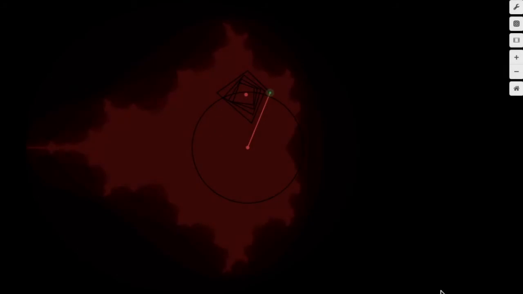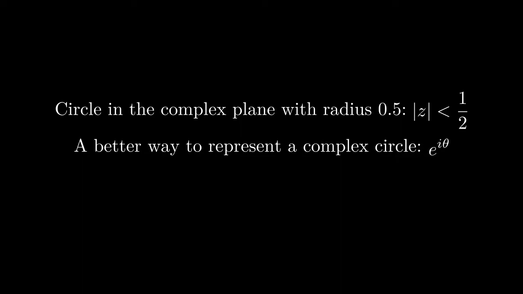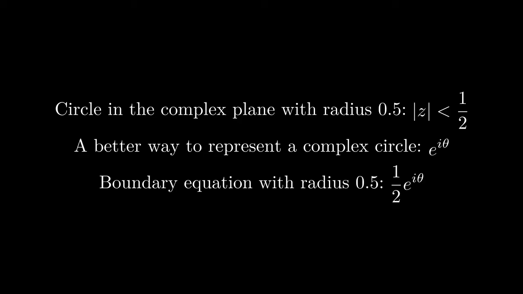And, as you can see, whenever I input a point somewhere inside of the main cardioid, it always attempts to converge inside of this radius 0.5 circle. But we know that this isn't a complete proof yet. Perhaps there's a better and more elegant way to write our equation. A circle in the complex plane can be represented by e to the i theta, so we can represent our boundary equation by writing 1/2 e to the i theta.